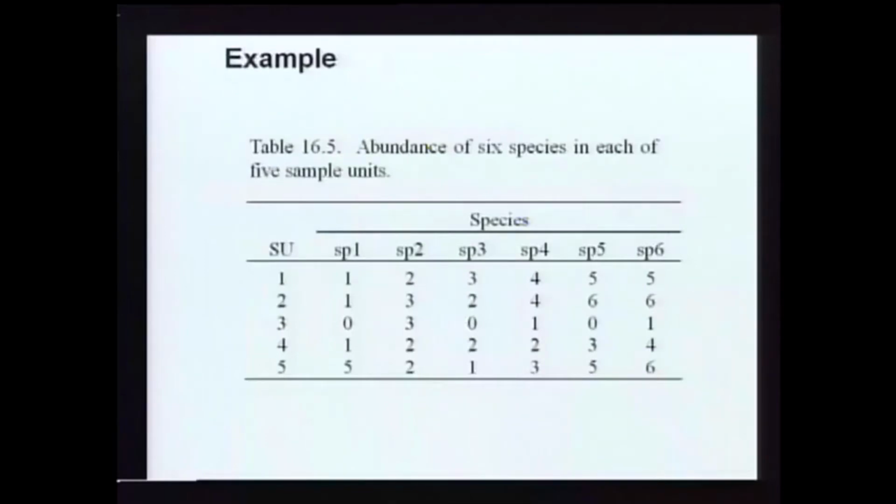This is the data set that's actually in your textbook on table 16.5. But what I'd like to do is get volunteers from class to represent each of the sample units. And we'll do a non-metric scaling ordination up front here. And the nice thing is we can do that without solving any equations. And it's very similar to the process that the computer is doing.